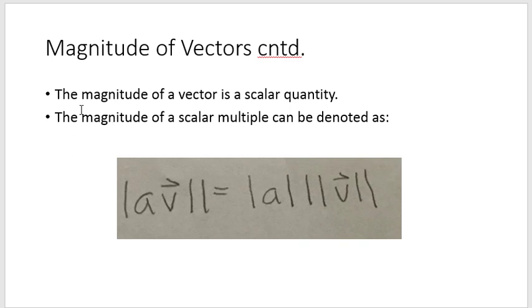Okay, magnitudes of vectors. The magnitude of a vector is a scalar quantity. The magnitude of a scalar multiple can be noted as, there's supposed to be another line here, I cut it off, the magnitude of scalar a times vector v equals the absolute value of a times the magnitude of vector v. Same but different, you know.